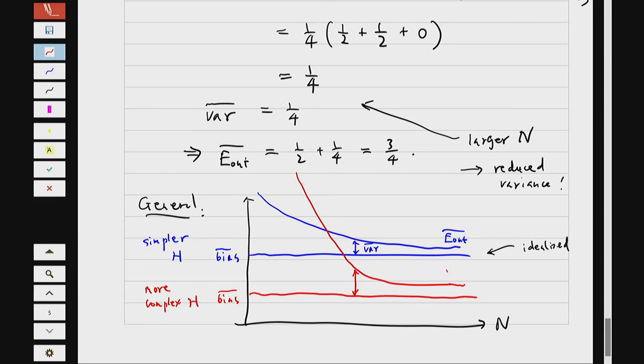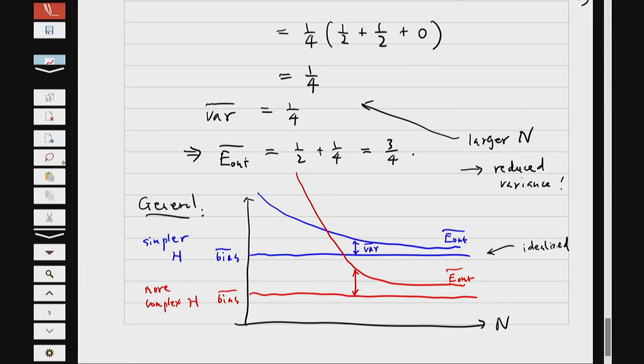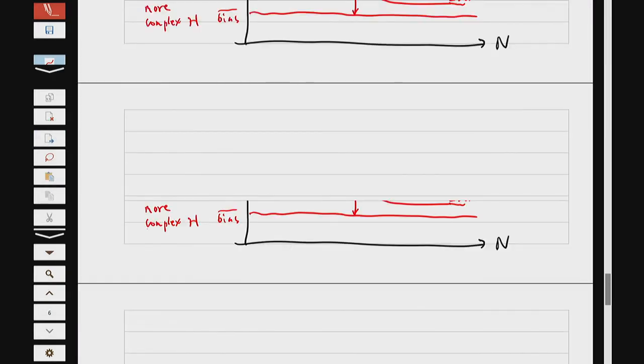Yeah. This is the E out for the more complex model, right? The variance here will always be bigger than the blue one, right? But then your bias is smaller. That means that eventually, as you have more and more data points, you converge to a lower error. Yeah? However, if you don't have enough data points, it may happen here that the red line is above, you have higher error. Make sense? So this is what this figure shows, what it's trying to illustrate.